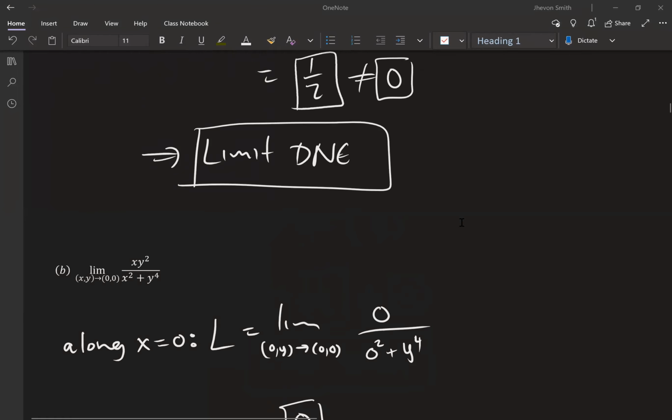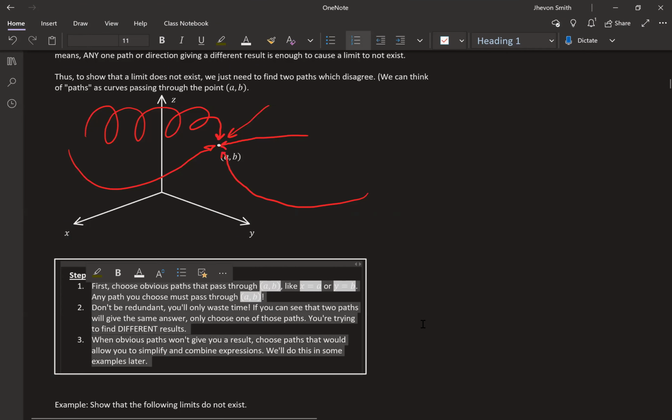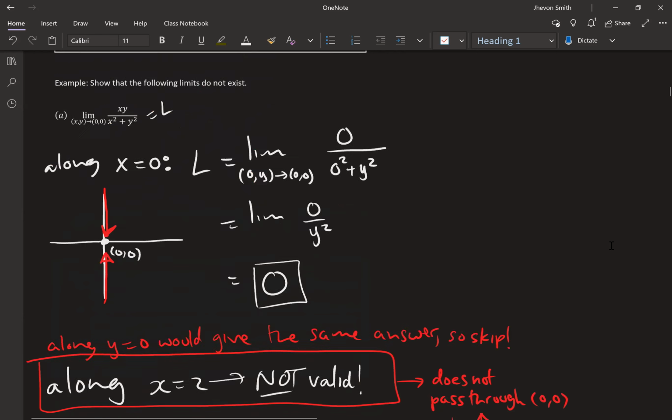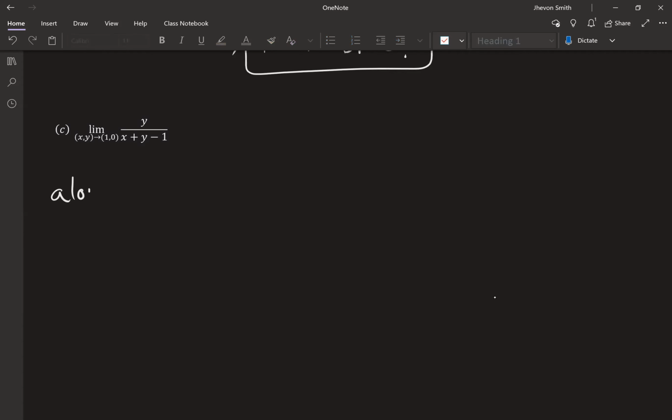However, again, don't forget the steps. Don't forget your training, grasshoppers. Follow the steps. That will ensure you won't have to work harder than you have to. Step 1, what is the first thing you want to try? The obvious paths, right? So, yes, as you would suggest, I would pass through x equals 1. That makes a lot of sense. It's an obvious path. X equals 1, it passes through (1, 0).